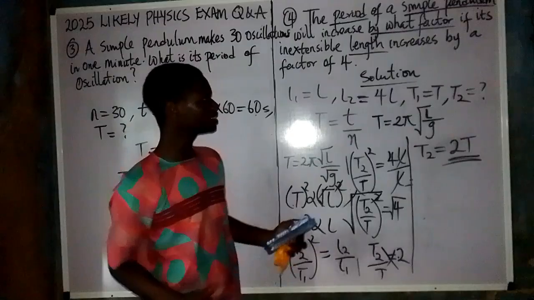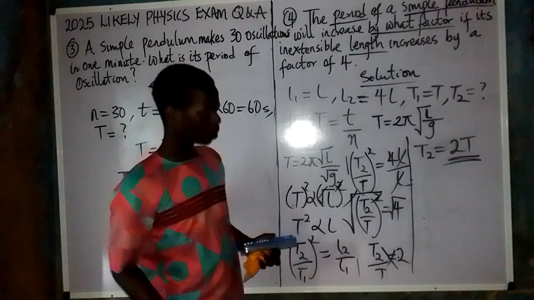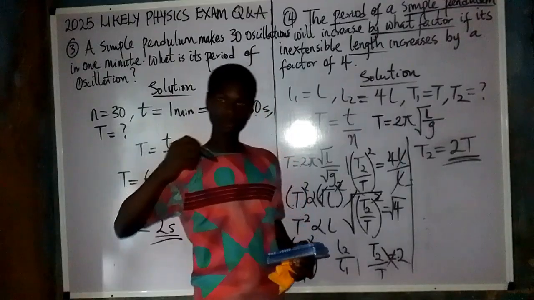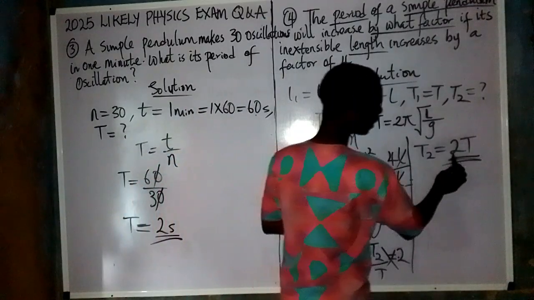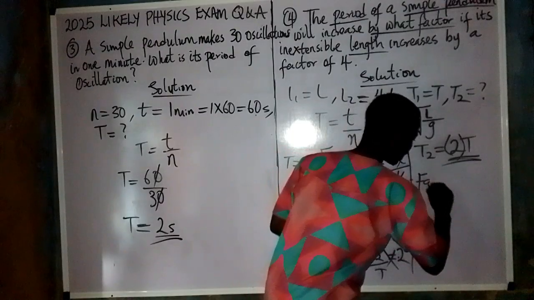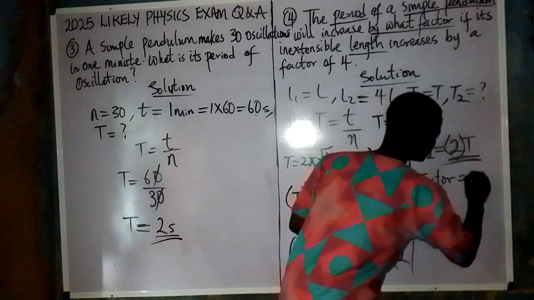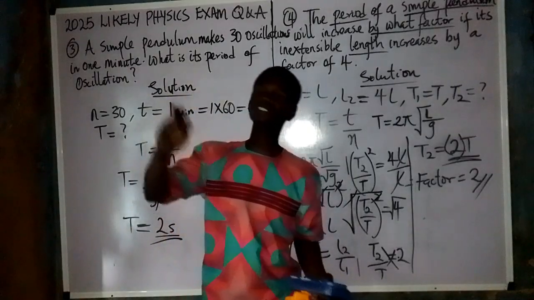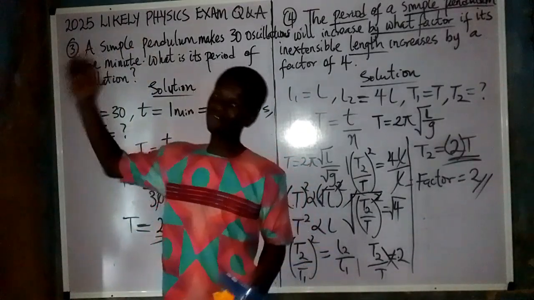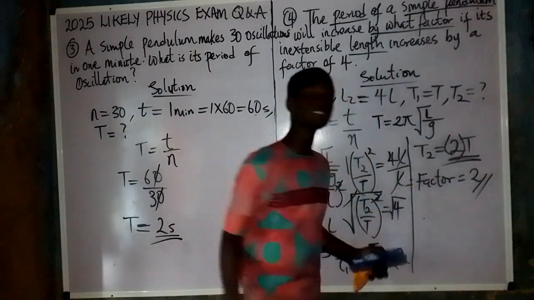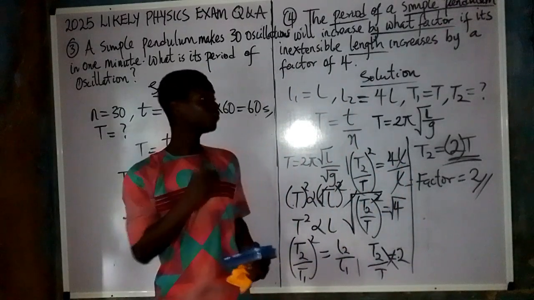But the question is saying, by what factor? Now like I said, the factor will now be the number in front. Is it not? So what is the number in front of T that we have here? Is it not 2? So the factor by which the period will increase is 2. So when you see option A, 3, option B, 2, option C, 4, option D, 5, the answer is what? 2. And that is how you get the answer to this very question.